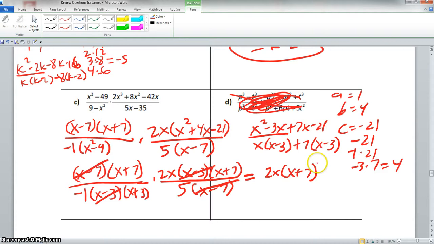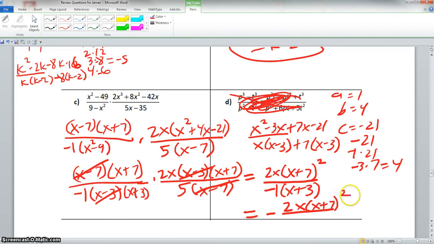And since we have that twice, we could put x plus 7 squared all over this would be negative 1 times x plus 3. Now instead of leaving this negative 1 in our denominator, we could put the negative in the middle, and then our answer would be negative 2x times (x plus 7) squared all over x plus 3. And we're done.